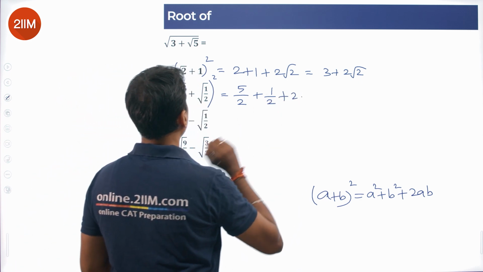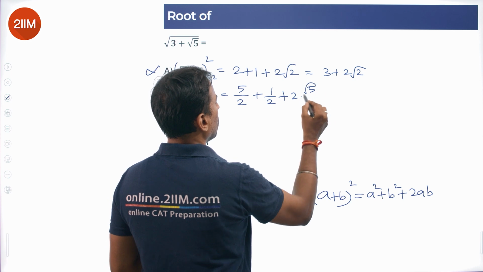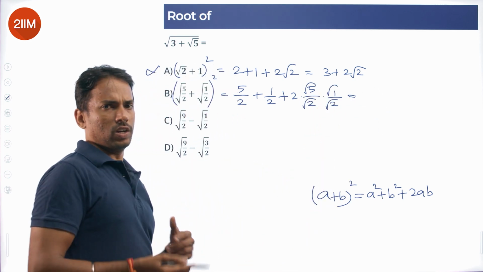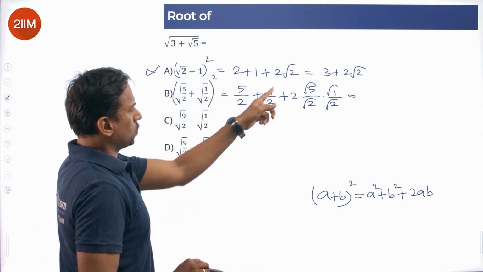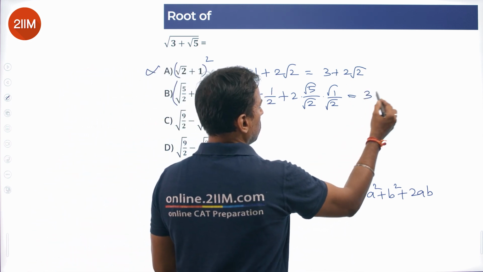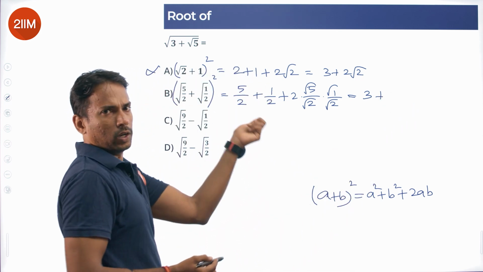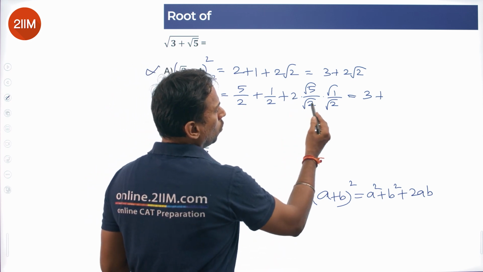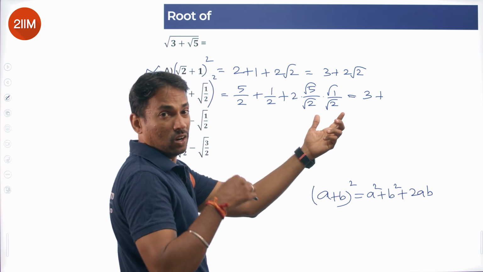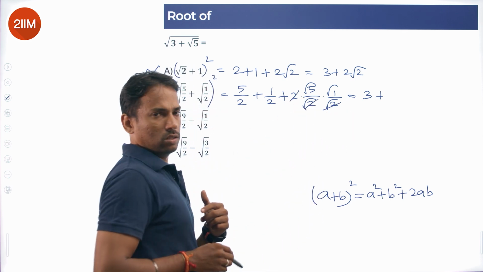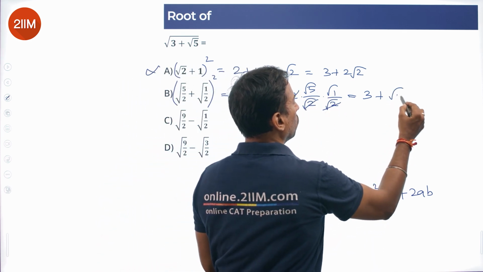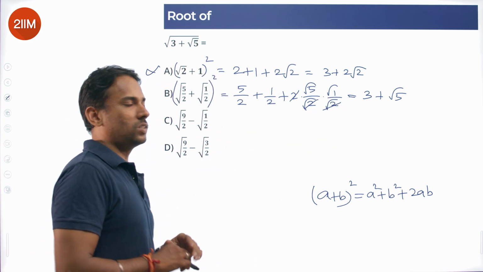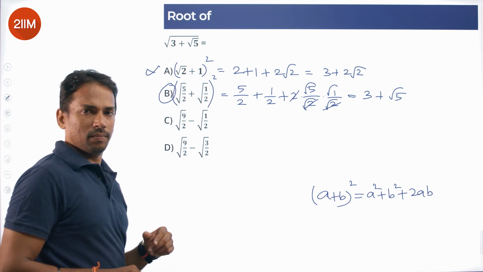Plus 2 into root 5 by root 2 into root 1 by root 2. So when you simplify, we will be getting 5 plus 1 by 2, which is 3 plus, because this is 6 by 2, which is 3 plus. Here we will be getting 2 root 2 root 2. So root 2 into root 2 will give us 2, so we can cancel this with this. Root 5 into root 1 is simply root 5. So perfect, we are getting 3 plus root 5 here also. That means option B should be the right answer.